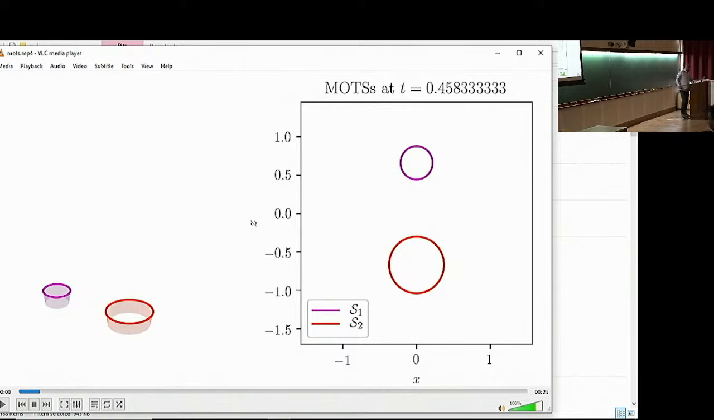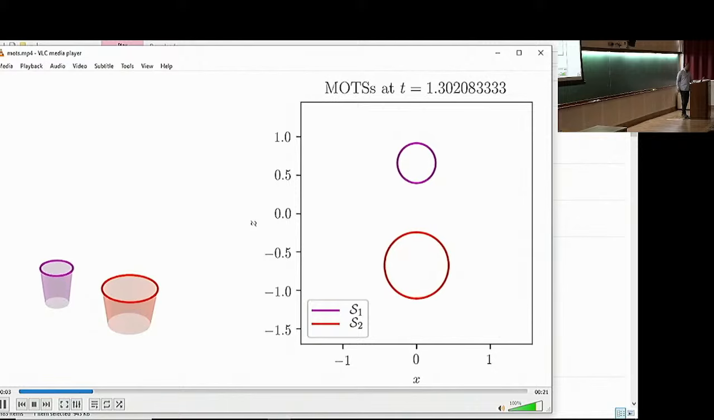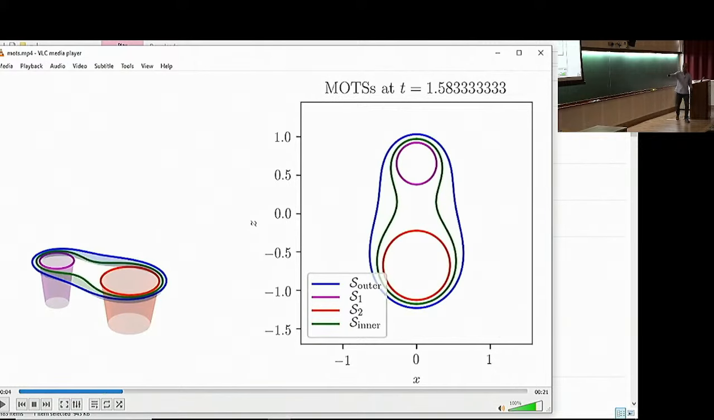So let us go through this slowly. The black holes at this stage are far enough apart that I have 2 separate MOTSes, or 2 separate apparent horizons. So they continue to evolve. And at this stage, just like when we changed the d parameter, a common horizon forms. It splits into 2 pieces. One is the blue one that moves outwards, and the green one that moves inwards. The blue one is always S outer, the green is S inner, and S1, S2 refer to the individual horizons.